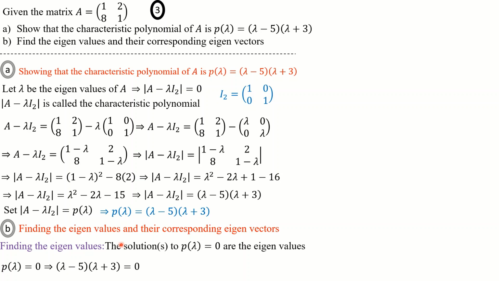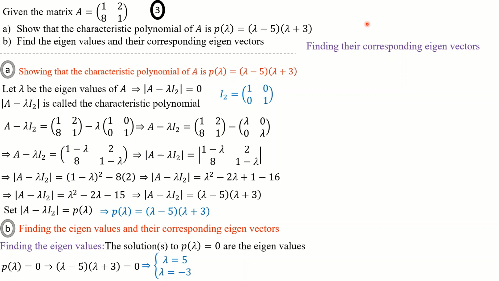So P of lambda equal to 0, since it's a characteristic polynomial, means (lambda minus 5) times (lambda plus 3) is equal to 0. Now this is the product of two numbers and it's 0. It means that either of the numbers is 0, because if lambda minus 5 is 0, no matter what lambda plus 3 is, the product will still give us 0. So basically we just equate the two factors to 0. Doing that, we get lambda equal to 5 and lambda equal to negative 3. So lambda equal to 5 and lambda equal to negative 3 are our eigenvalues of the matrix A.